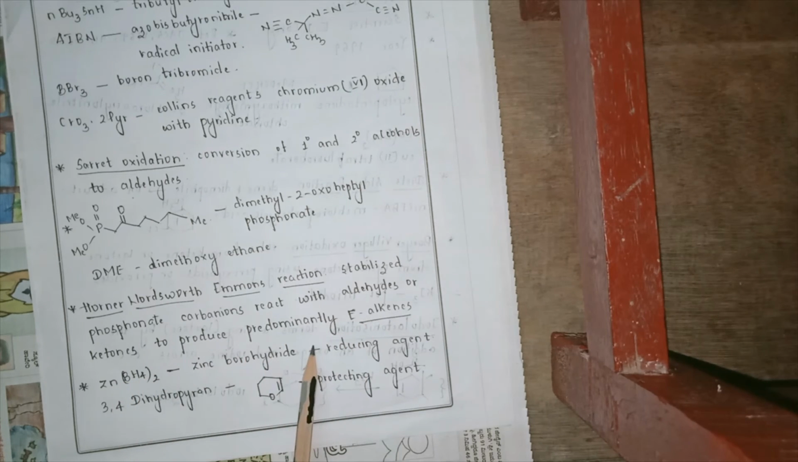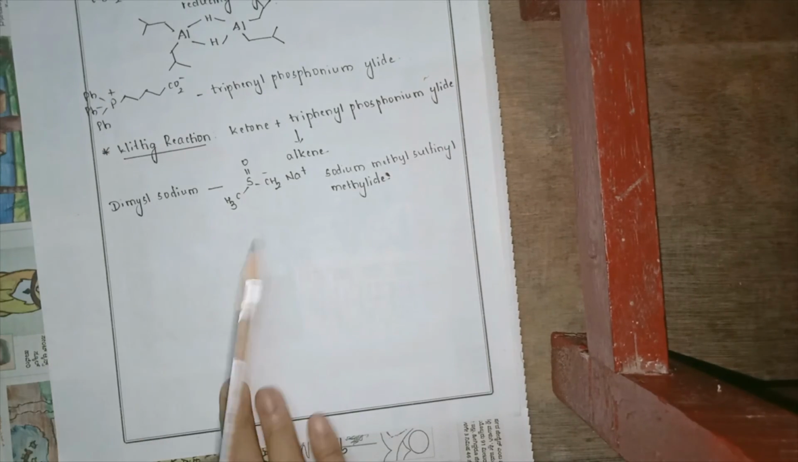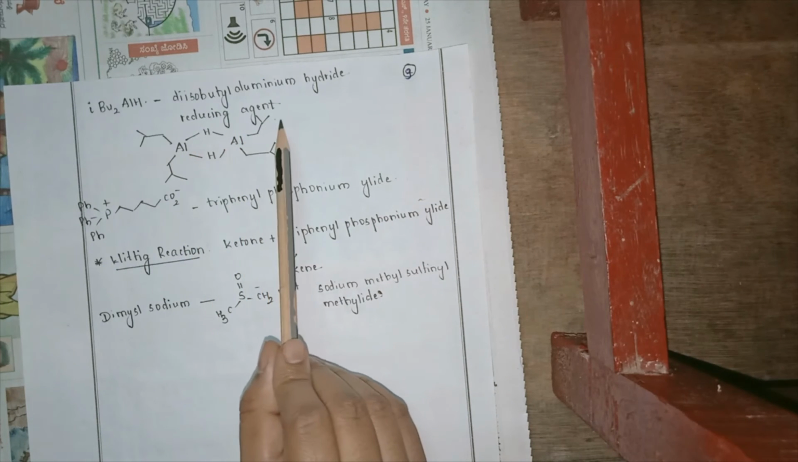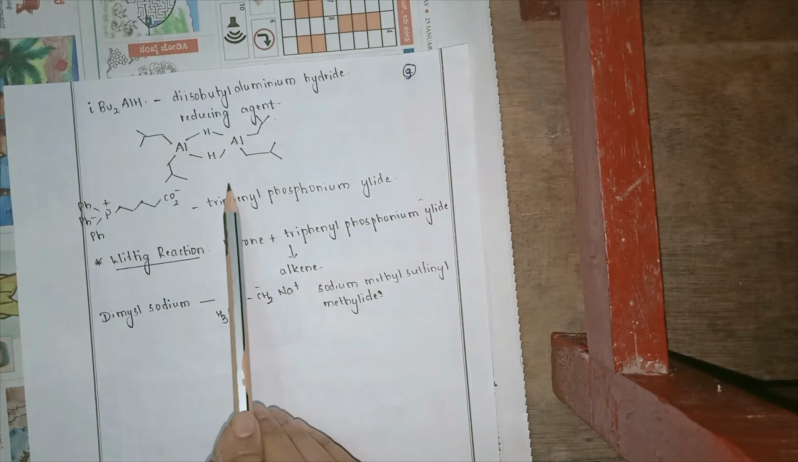Zinc borohydride is the next reagent, which is a strong reducing agent. 3,4-dihydropyran is used for the protection of an OH group. The next reagent is diisobutyl aluminium hydride, again a reducing agent.